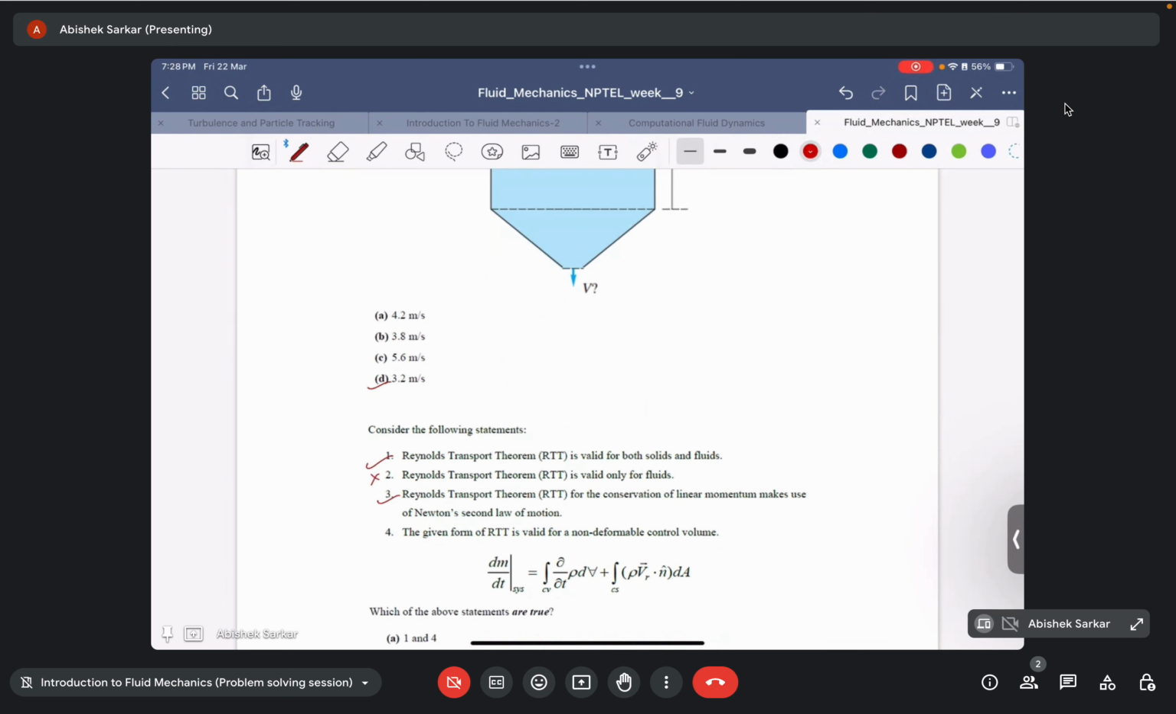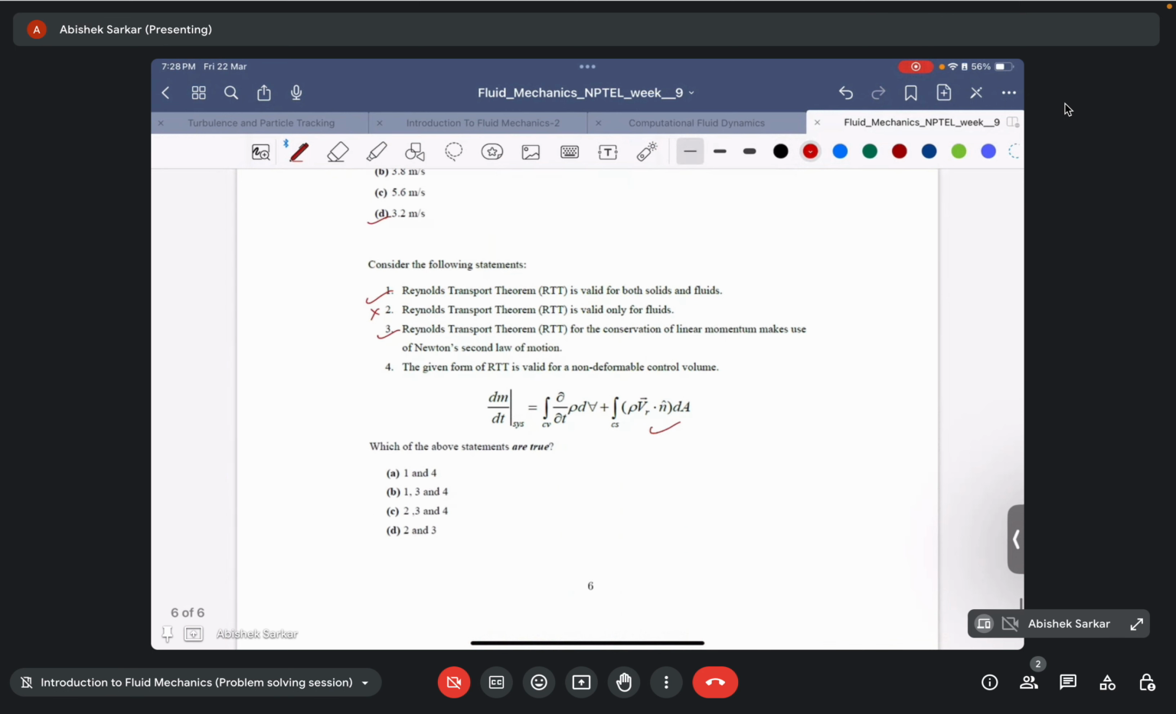The given form of RTT is valid for non-deformable control volume. We saw that for non-deformable control volume, we can take the time derivative in the first term inside the volume integral. So this statement is again correct. So the question they have asked is, which among the following statements given above are true? So we can see that since only 2 is incorrect, the correct option is option number B, where 1, 3 and 4 are correct.